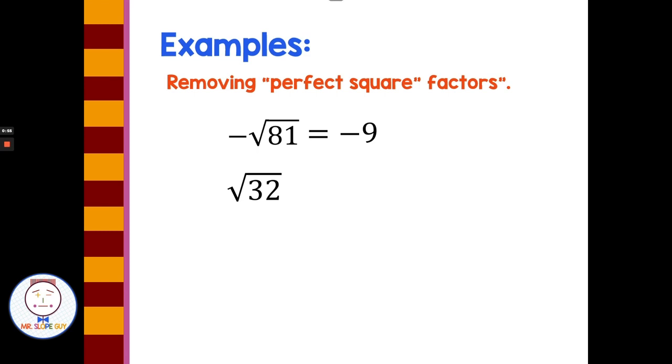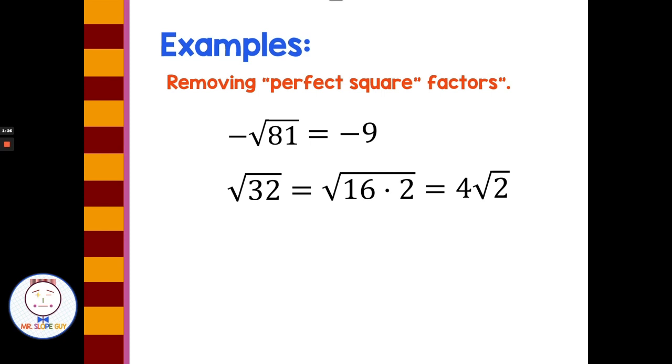Well, if we look at our list of perfect square factors, 36 is too big. 36 times nothing will give us 32, so work our way down. 25 times anything give us 32? No. Working our way down the list of perfect squares, I get to 16. Well, 16 times 2 is 32. So if I break this square root of 32 down to 16 times 2, 16 is a perfect square. The square root of 16 is 4, and that gives us 4 times the square root of 2.